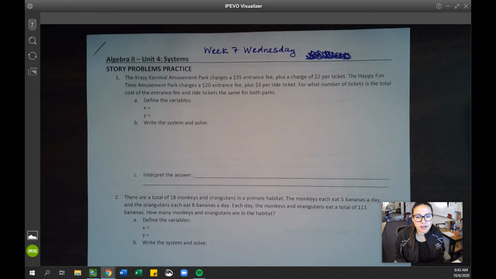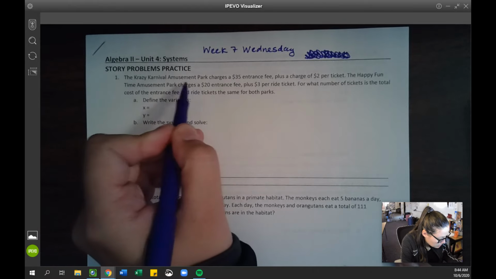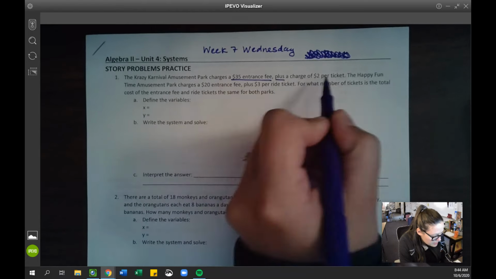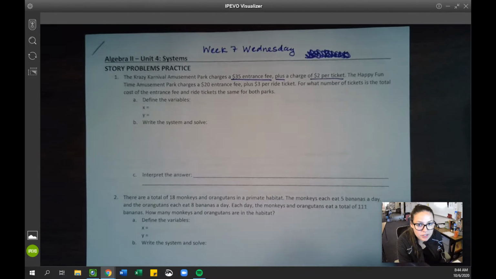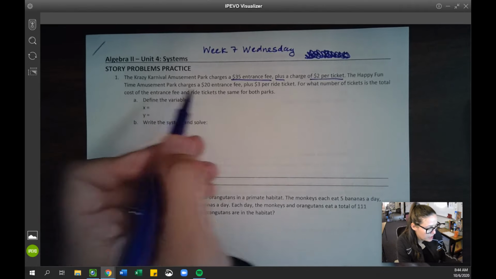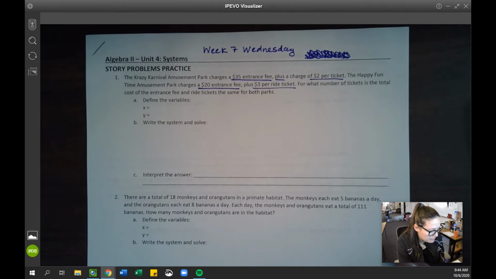What we're going to be talking about in this video is focusing specifically on setting up and solving story problems, and then solving the systems. So let's just jump right into it. So number 1, it says the Crazy Carnival amusement park charges a $35 entrance fee plus a charge of $2 per ticket. The Happy Fun Time amusement park charges a $20 entrance fee plus $3 per ride ticket.